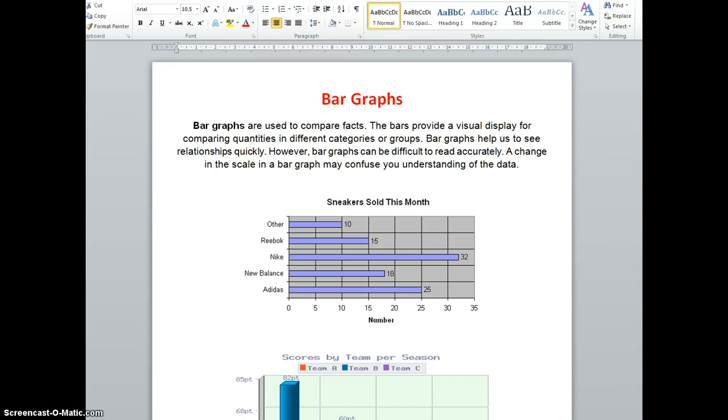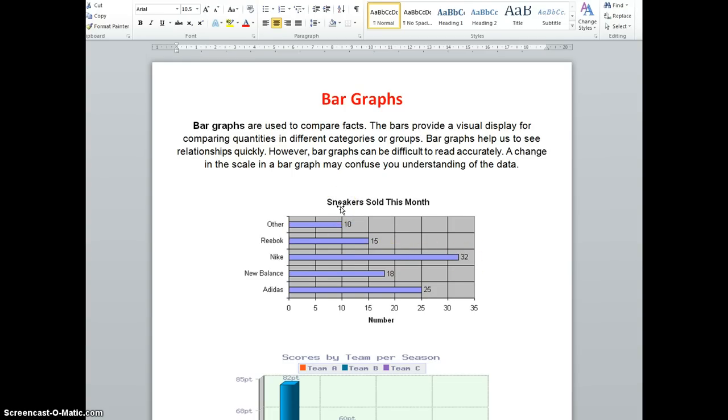Today, I'm going to talk about the different types of graphs and how we can make inferences from graphs. So let's start out with a bar graph, and maybe you can follow my mouse here and just follow along with me. Bar graphs are used just to compare facts, and bar graphs are great because we can see easily which group is most represented and which group is least represented.